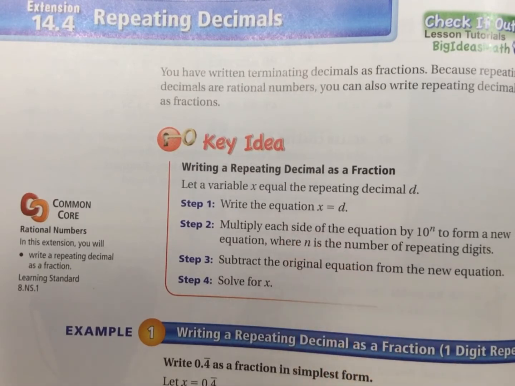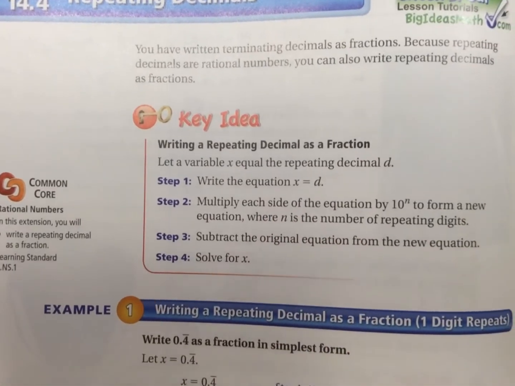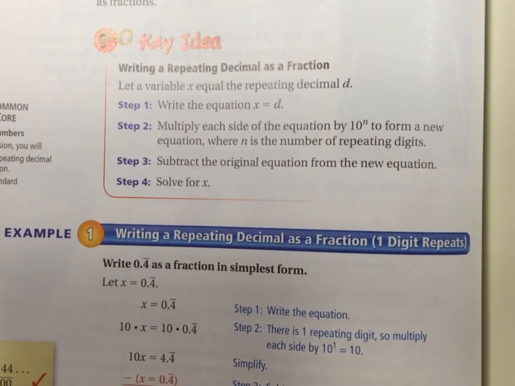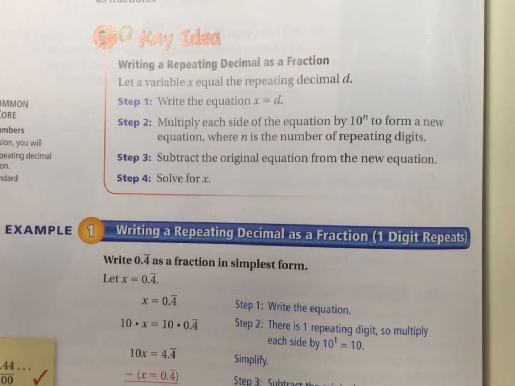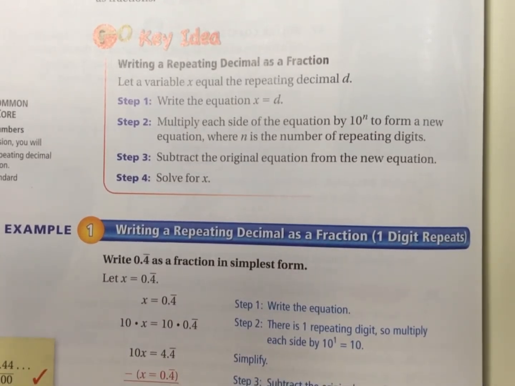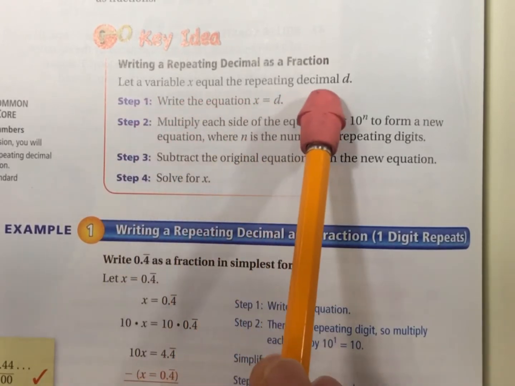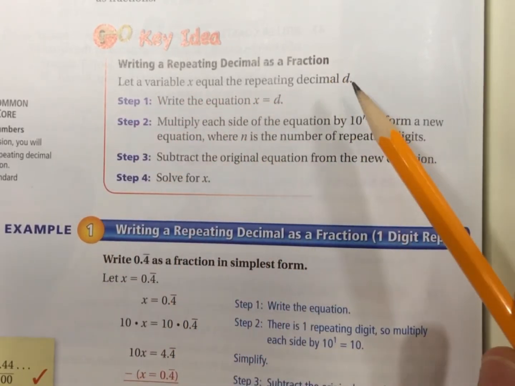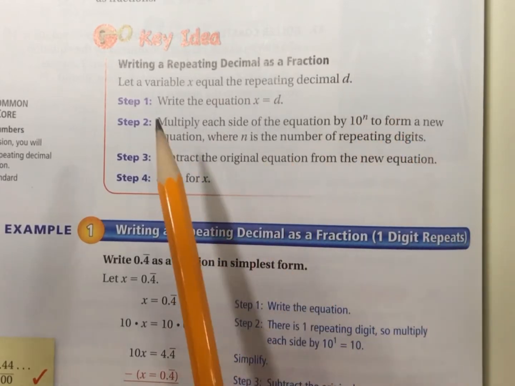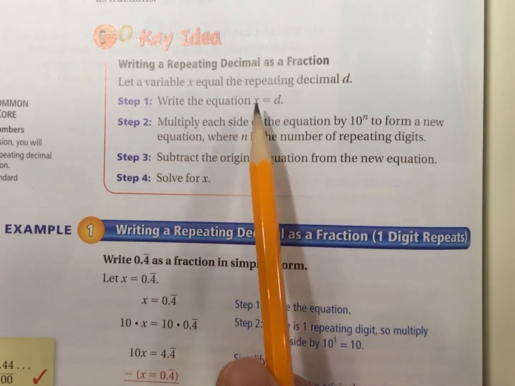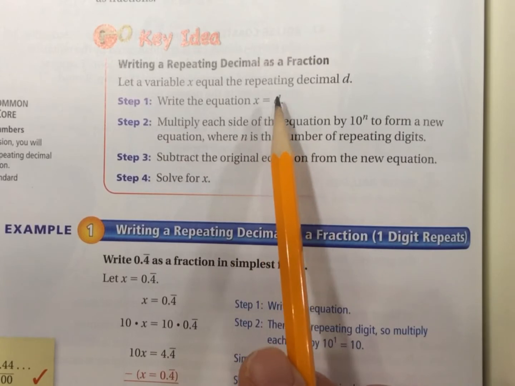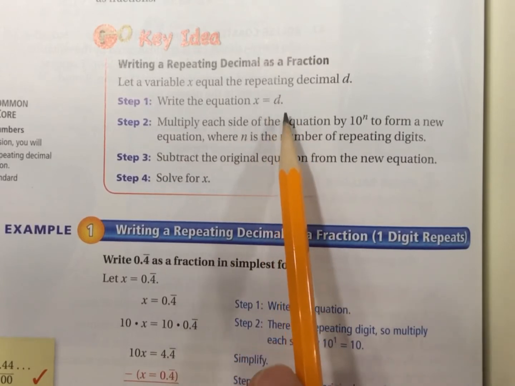So here's the key idea. Here's how you do it, and I'm going to read that, and then we're going to try it a few times because it's a little confusing until you do it a few times. It says, let a variable x equal the repeating decimal, and they're just going to use d for any repeating decimal right now. So you'll write the equation x equals d, where x equals whatever, and we'll put the repeating decimal in over here.